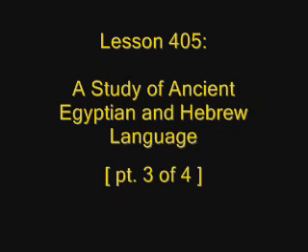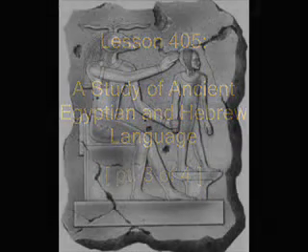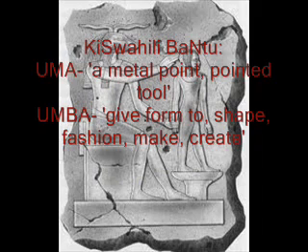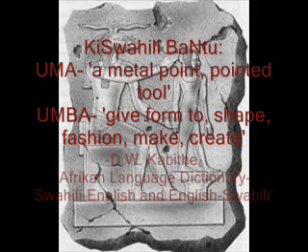We'll go ahead and start with some of the Kiswahili translations of the second part of this word, which would be the MB, or as you say, the or M. We first come to the Kiswahili word uma, U-M-A, and this word means a metal point, a pointed tool, okay? So remember that, because that is also very important.